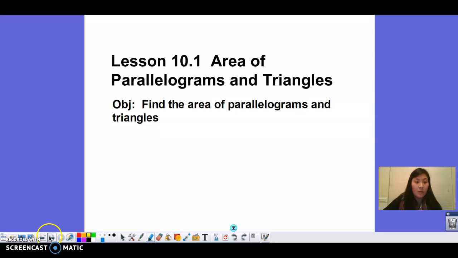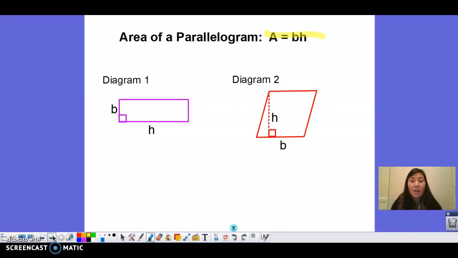So to get us started, we have area of a parallelogram. The area formula is base times height. Your B stands for base and your H stands for height. If you wanted to write that in, you could certainly do so. So we have base and then we have height.